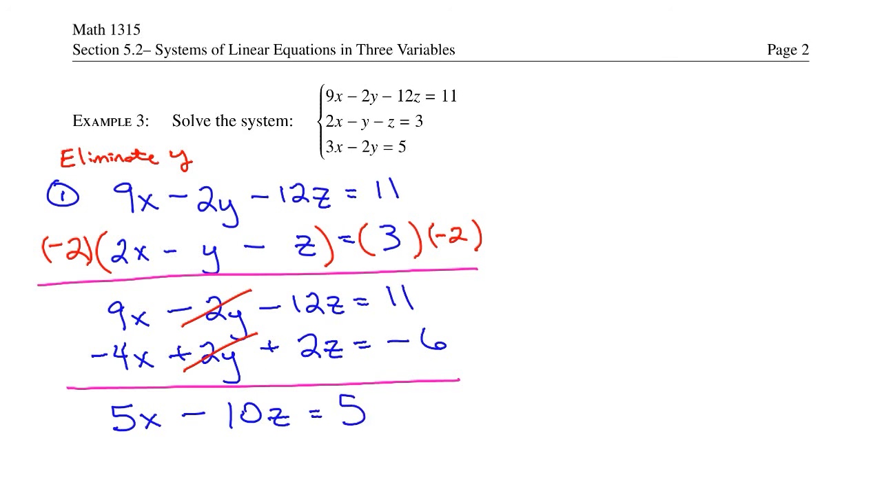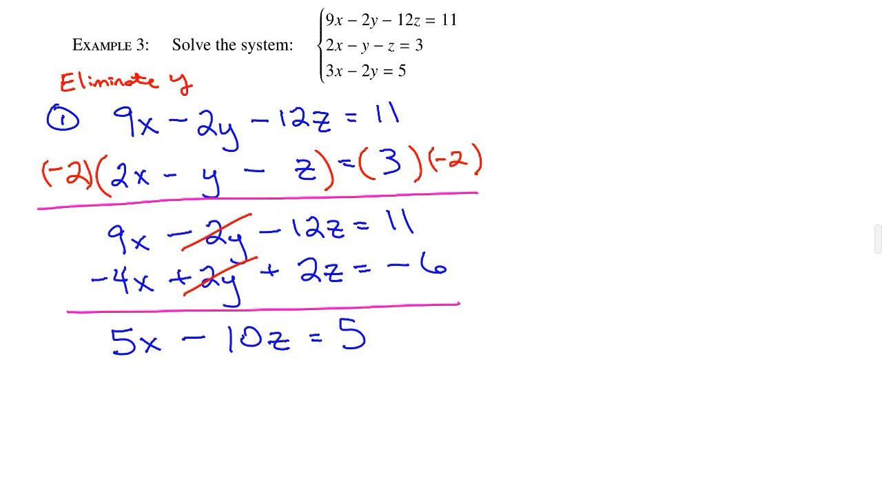Here again we have an equation that we can reduce. I'm going to reduce this one by multiplication by a fifth. And again, not necessary, but sure does make the numbers a little smaller. And that would give us x minus 2z equals 1.